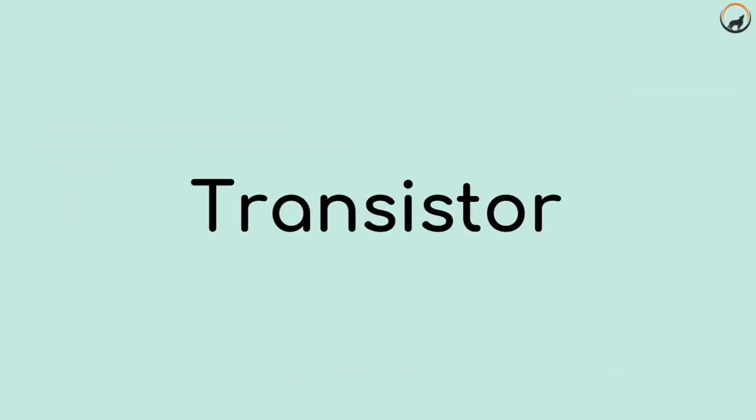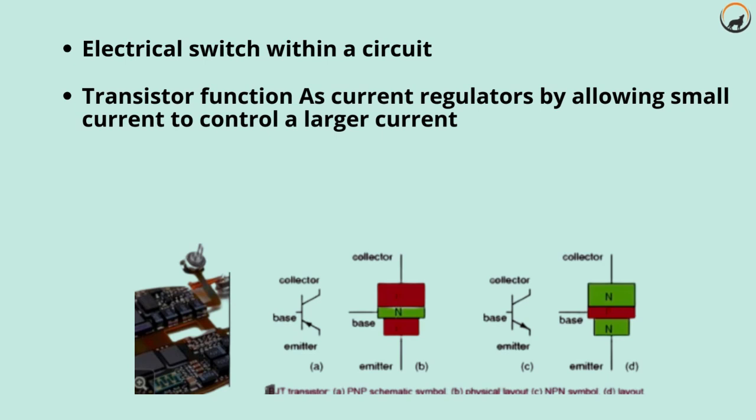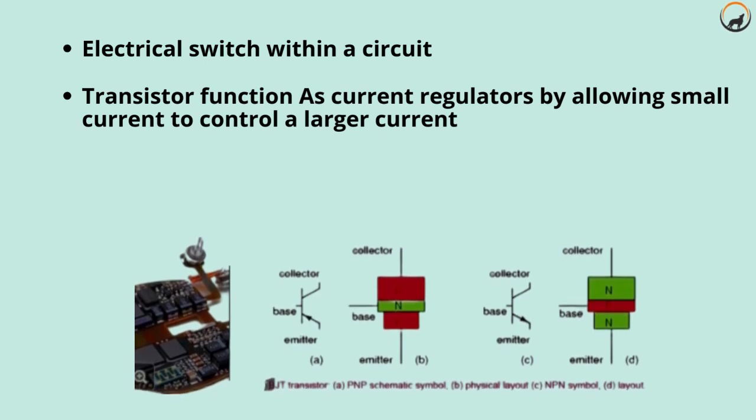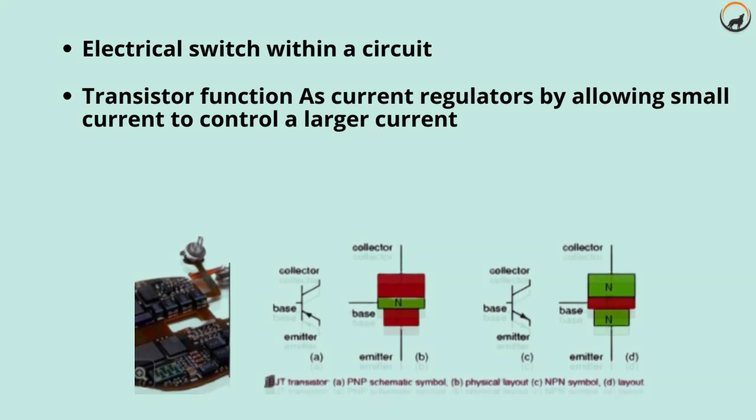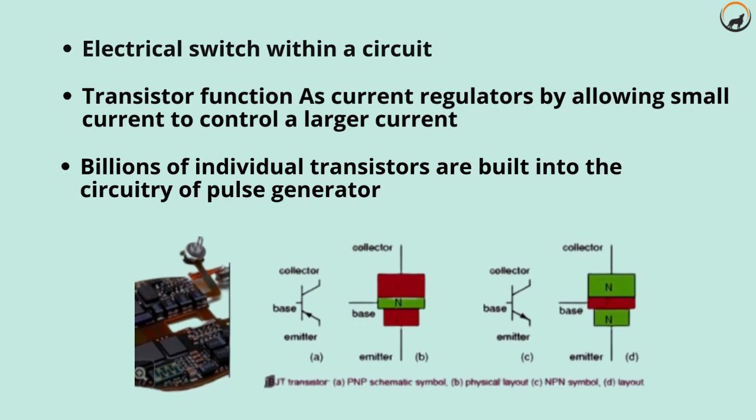Another basic circuit component is the transistor. It is an electrical switch within a circuit. Transistors function as current regulators by allowing a small current to control a large current. Billions of individual transistors are built into the circuitry of the pulse generator.